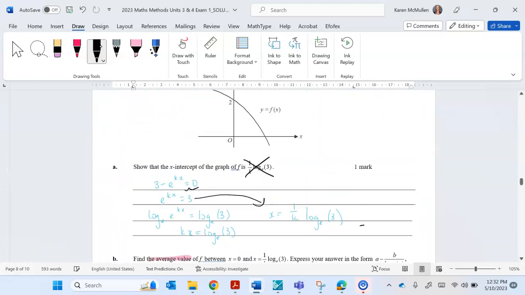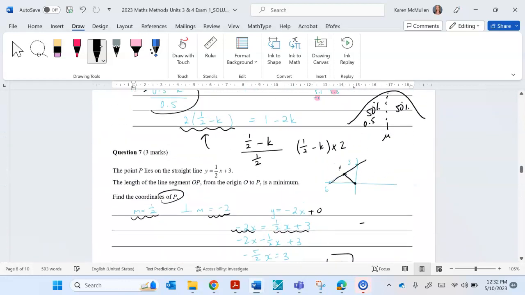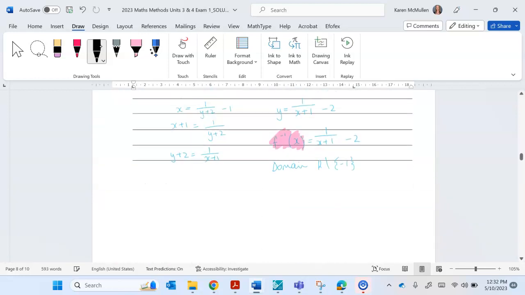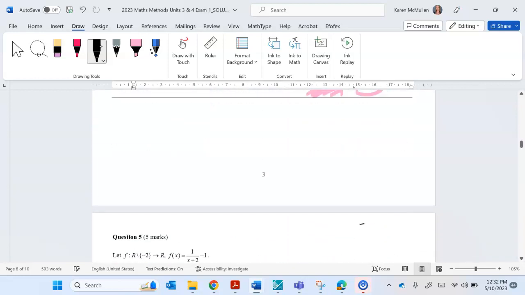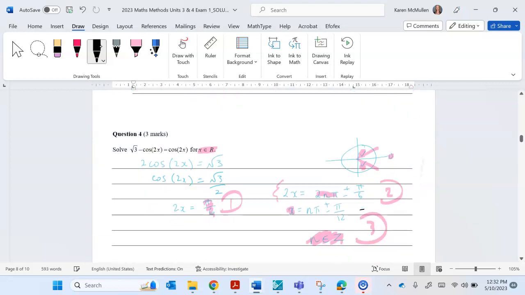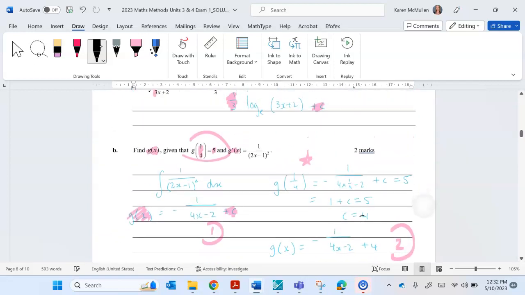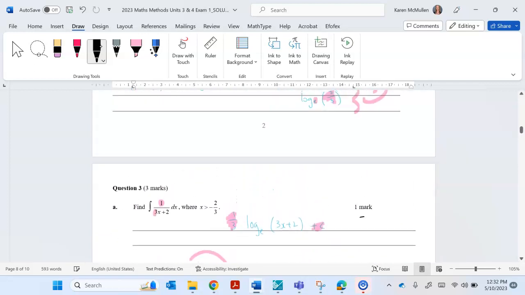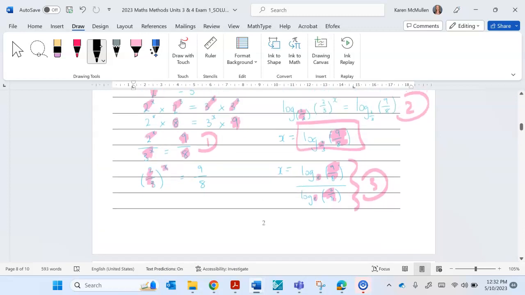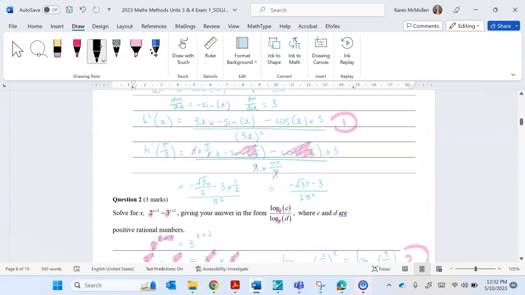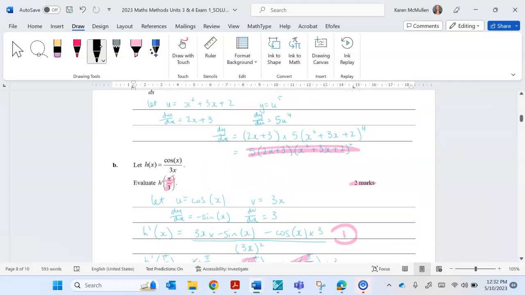Where are you? Was it here? Nope. No. Oh, look at that. Line's following me all the way up. Don't know. I thought it was on this one.